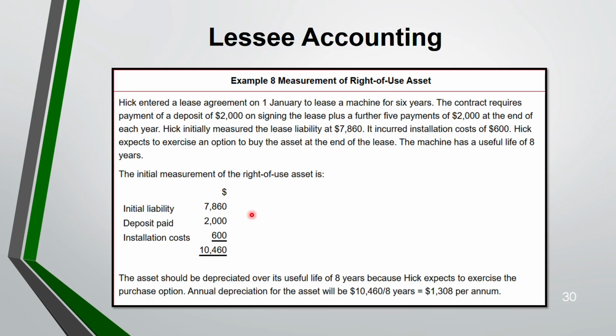Okay. So what are the things you have to add in your right of use asset? In your initial measurement, the initial liability 7,60, deposit and installation cost. Then this 10,460 you are going to depreciate over 8 years, over useful life, because you are going to take over the asset at the end of the life. So this is the depreciation.